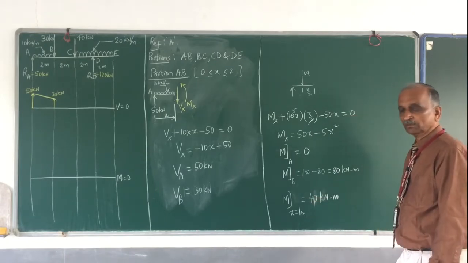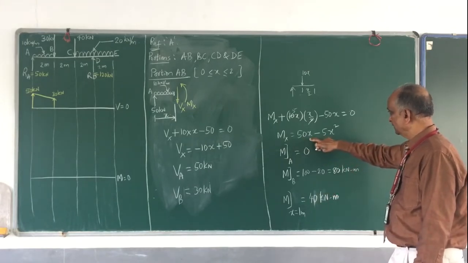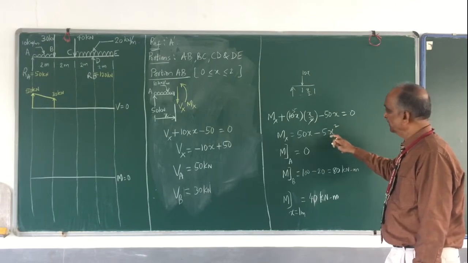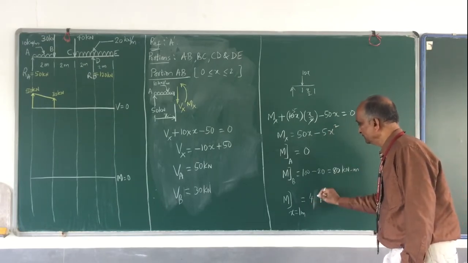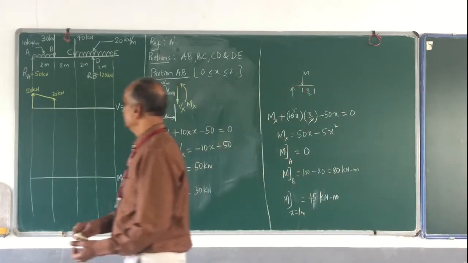No, sorry. 50 into 1 is 50, minus 5 into 1 square. 1 square is 1, that's 5. 50 minus 5 is 45. 45 kilonewton meter. So therefore, draw it.